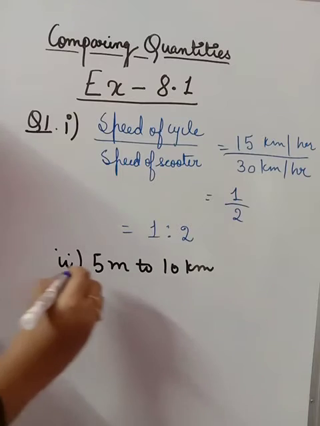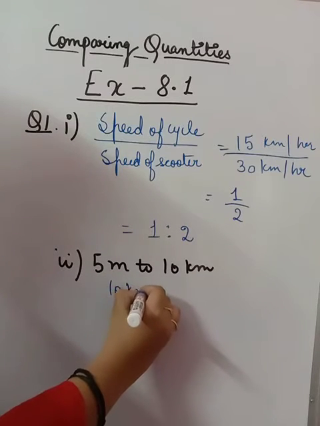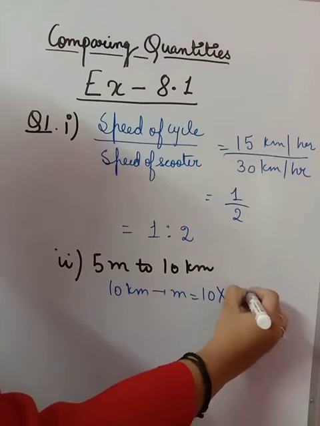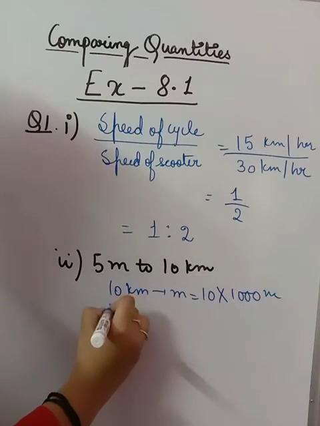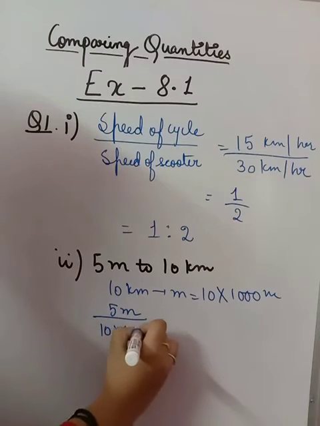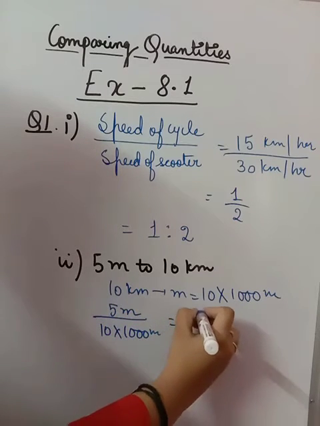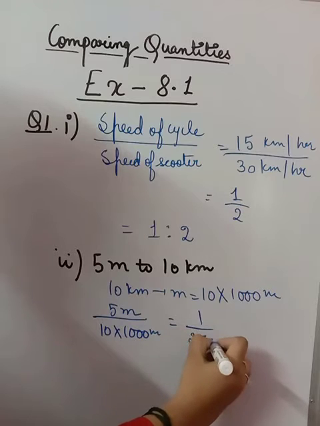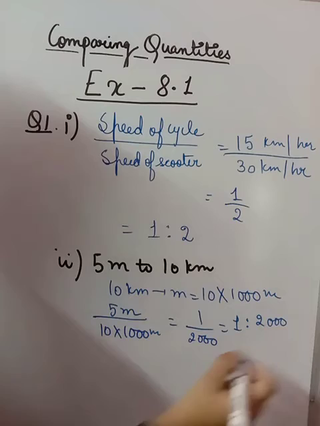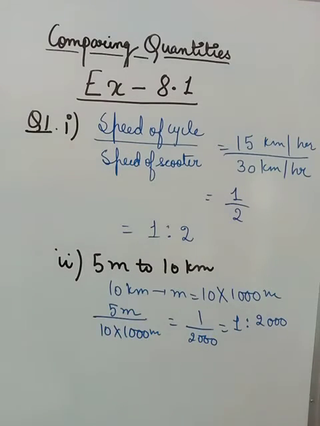So we'll convert the 10 kilometer into meter. So what we will do is we will multiply 10 into 1000. So now we will divide 5 meter upon 10 into 1000 meter. So what we will get, 1/2000. So we will write it as 1:2000. Okay, so make sure to change the units into same before calculating the ratios.